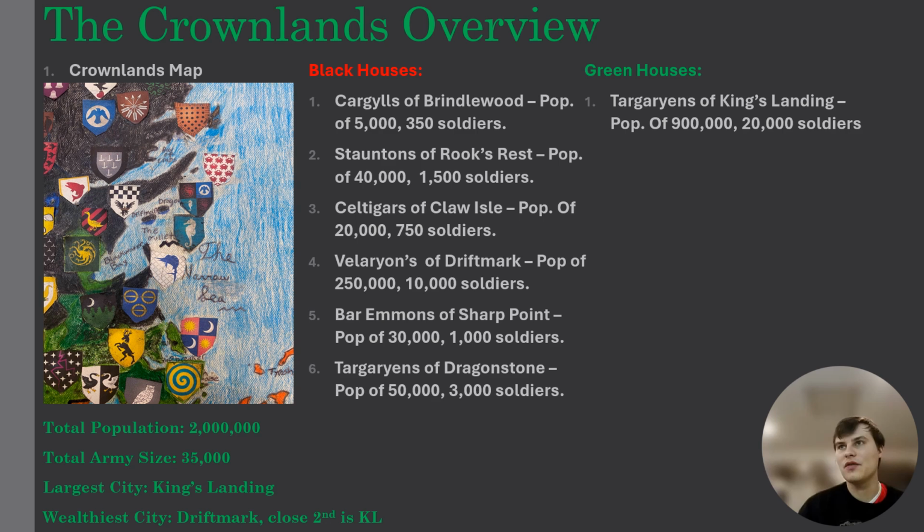So, the Crown Lands overview. You've got the map on the left. You've got a total population of about 2 million, and a total military size of about 35,000. Your largest city will be King's Landing, and your wealthiest city is Driftmark, but a close second is King's Landing.